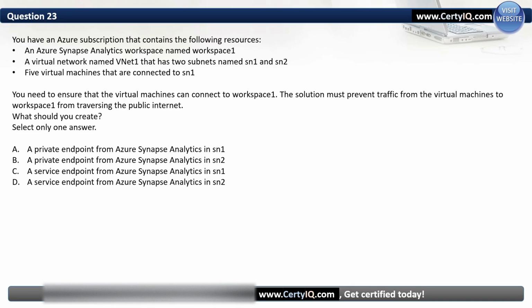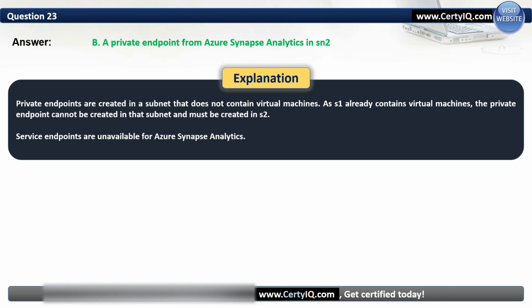The correct option is B. A private endpoint from Azure Synapse Analytics in SN2. Private endpoints are created in a subnet that does not contain virtual machines. As SN1 already contains virtual machines, the private endpoint cannot be created in that subnet and must be created in SN2. Service endpoints are unavailable for Azure Synapse Analytics.